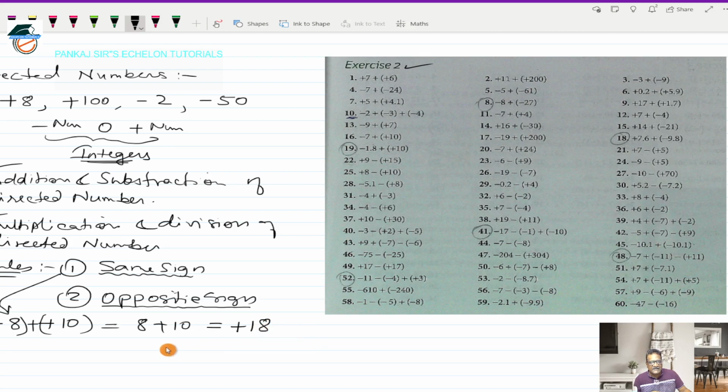I'll give you one more example. Suppose you have minus 8 and you have minus 10. Both are directed numbers and both have the same sign. Now suppose you want to add these two numbers.